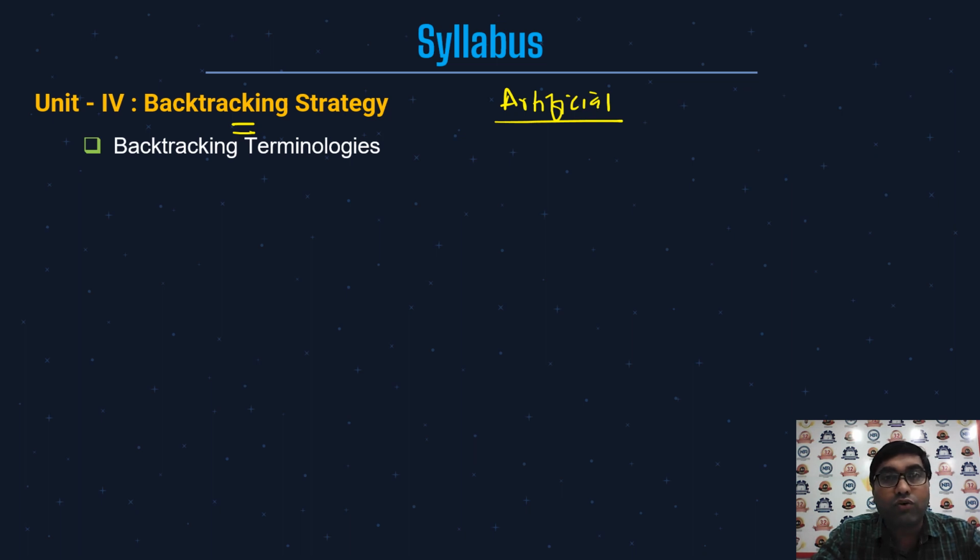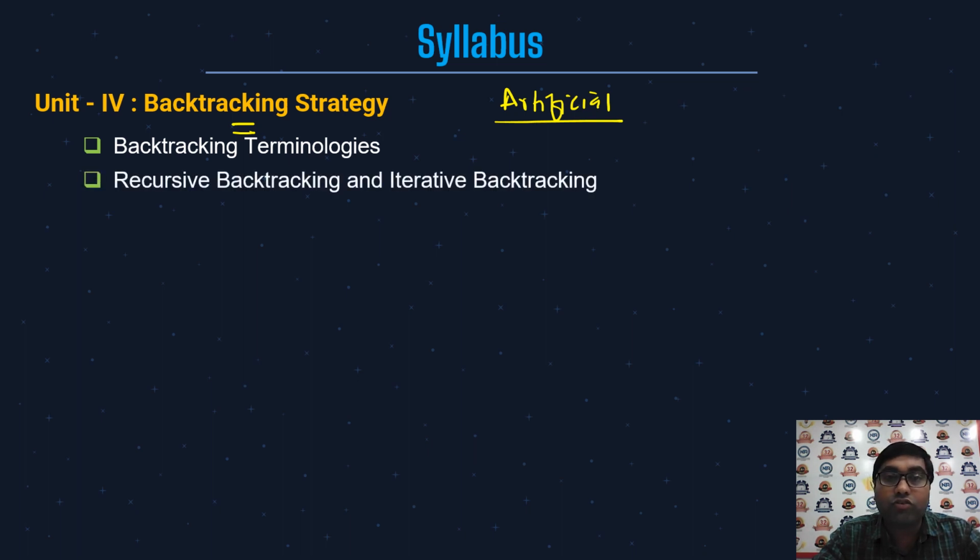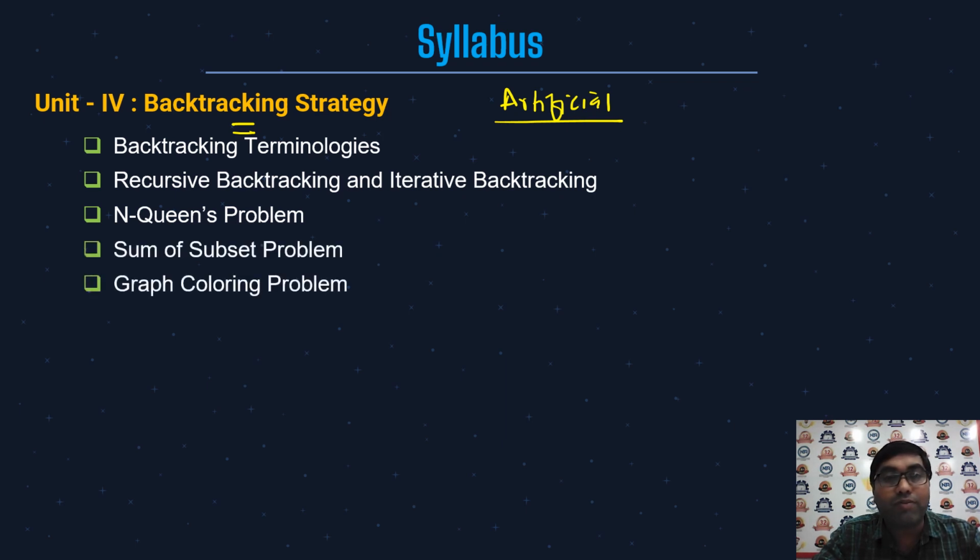Then second, we have to go for the two types of backtracking. What is recursive backtracking and what is iterative backtracking. So that's why recursive backtracking and iterative backtracking we have to study. Third, we have to go for the solving of various problems. So some of the problems included into this unit are n-Queen's problem, sum of subset problem, graph coloring problem, and Hamiltonian cycle problem. All these 4 problems we have to solve by using the backtracking strategy. This is about the unit number 4.